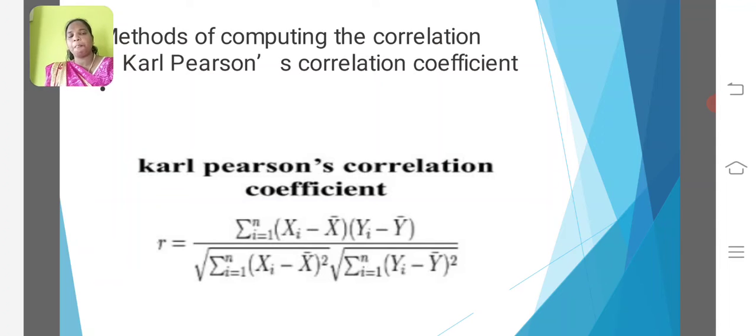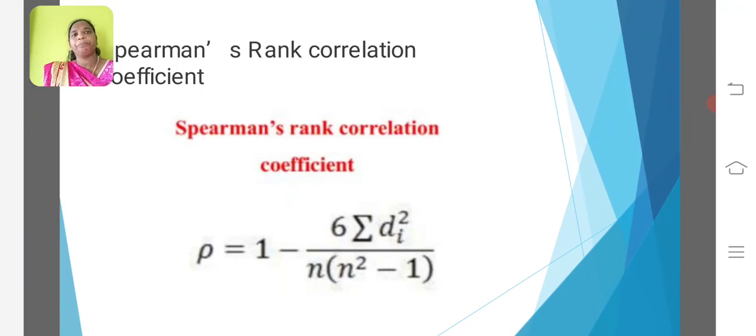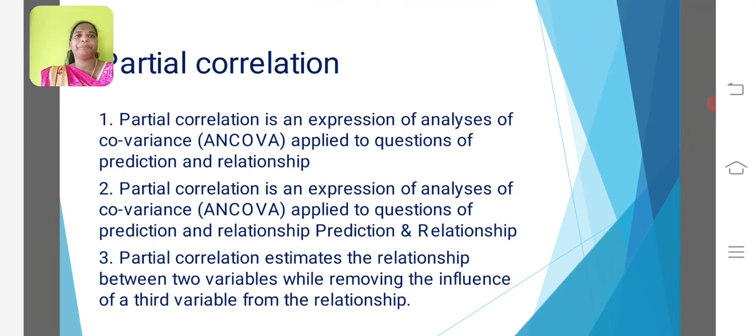r is equal to the summation from i equals 1 to n of (xi minus x bar)(yi minus y bar), divided by the square root of the summation of (xi minus x bar) squared, times the square root of the summation of (yi minus y bar) squared. Whereas in Spearman, rho is equal to 1 minus 6 summation of di squared, divided by n times (n squared minus 1). Next is partial correlation.